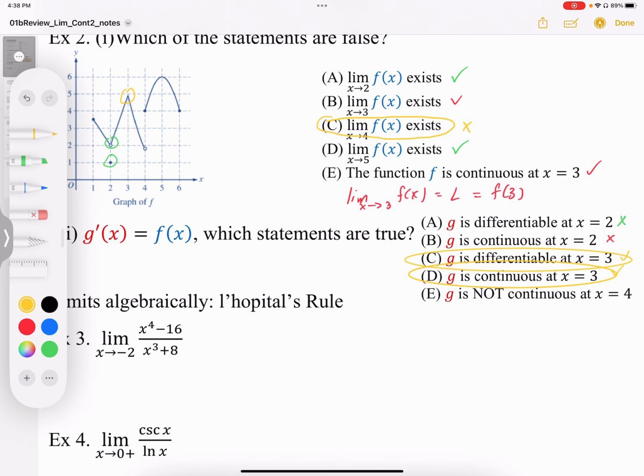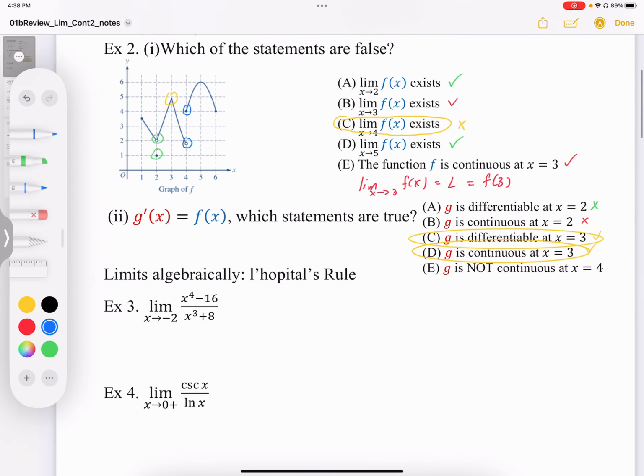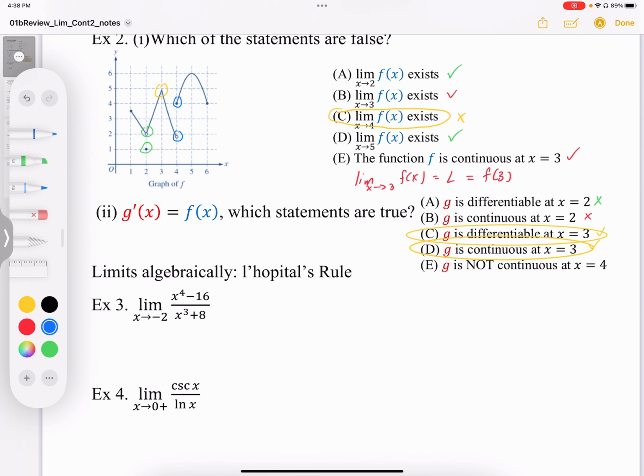And for E, we see that x equals 4. At x equals 4, the derivative is discontinuous, but that does not necessarily mean that the g function is discontinuous. We could have a kink at that point. Although the slope changes abruptly there, g could still be continuous because it could just be a kink at that point. So we're going to say that this is not necessarily a true statement either.